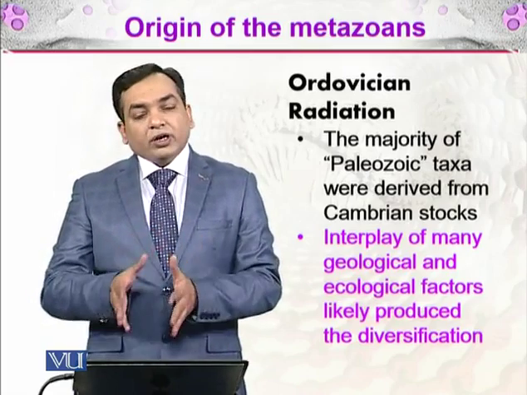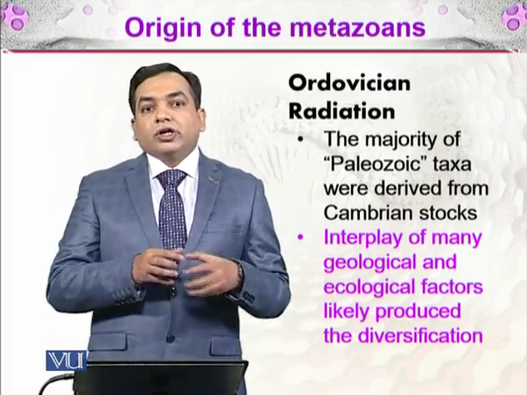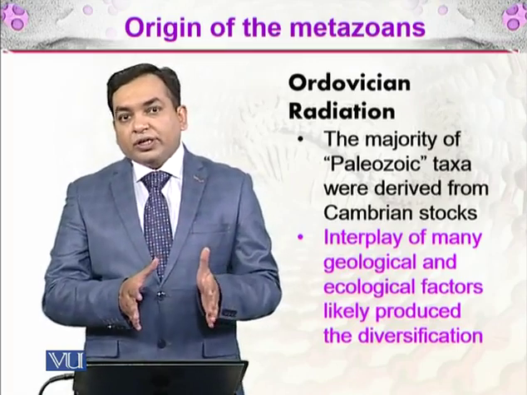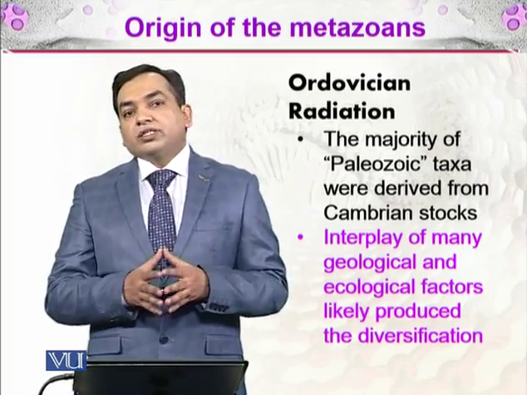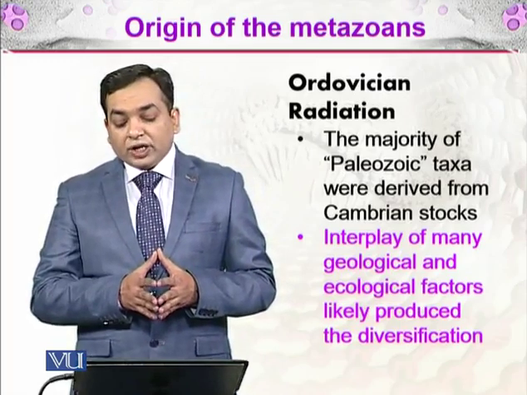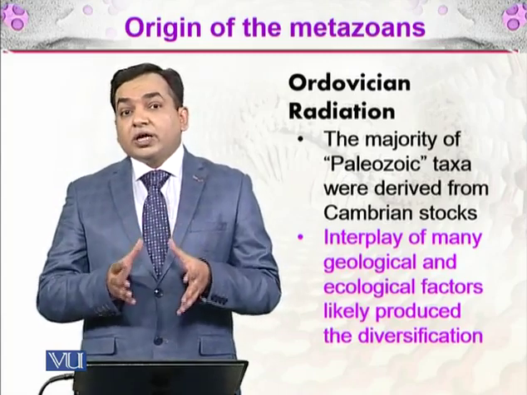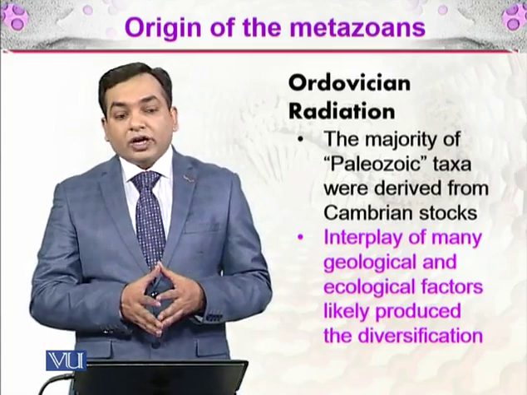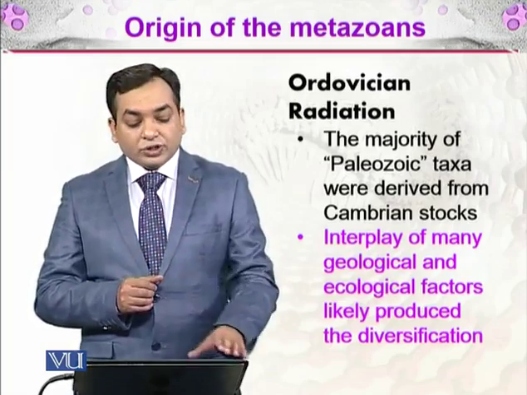So we are here in the Paleozoic, and the taxa, or the taxonomic clades of organisms that were present at that time, were evolving from the earlier organisms that were present during the Cambrian period. An interplay of many geological and ecological factors likely produced the diversification. So there was a right time for these organisms to develop from the earlier Cambrian stocks into much more advanced organisms, and the biodiversification that took place is called the Ordovician radiation.